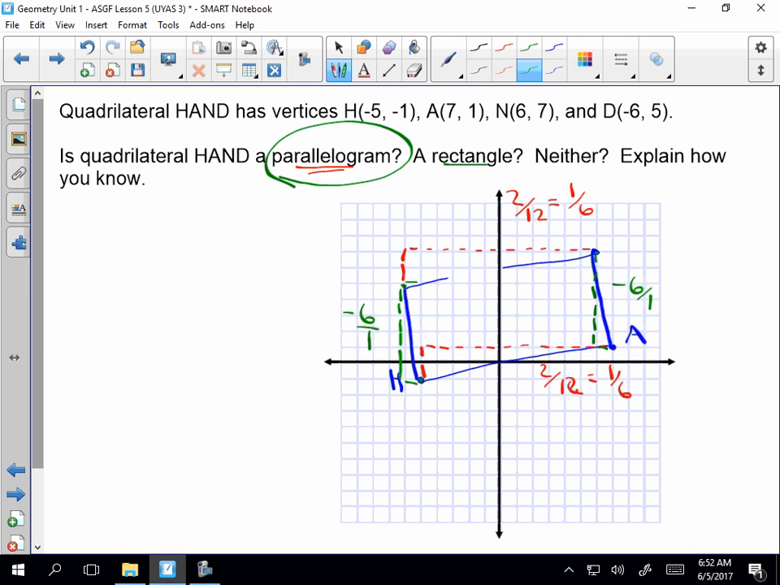Now we need to know, is it a rectangle? What makes something a rectangle? A perpendicular angle in the corner of the parallelogram. So let's look at our 2 slopes. We've got a 1/6, and we're comparing that to a -6 over 1. Are these 2 opposite reciprocal slopes? Yes, they are. So we know that we have a 90-degree or perpendicular angle, and that does make it a rectangle.